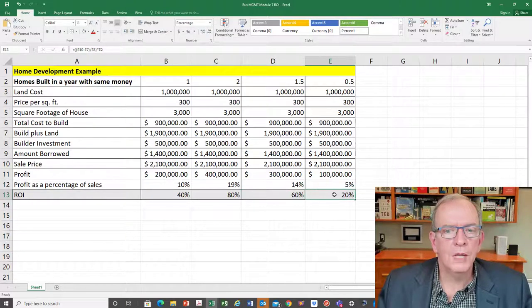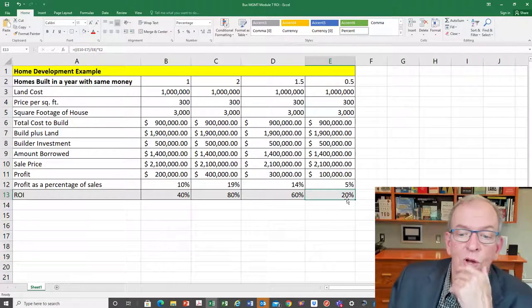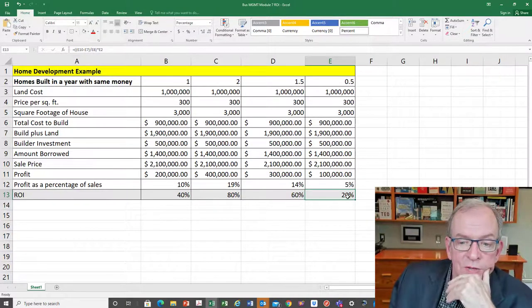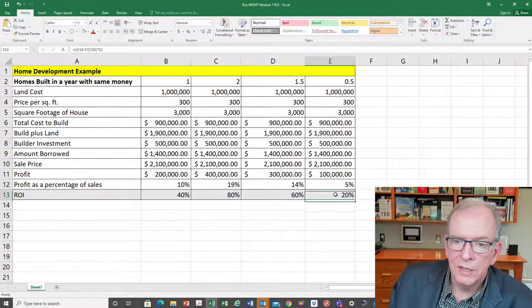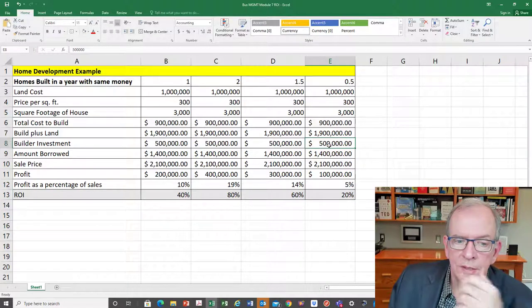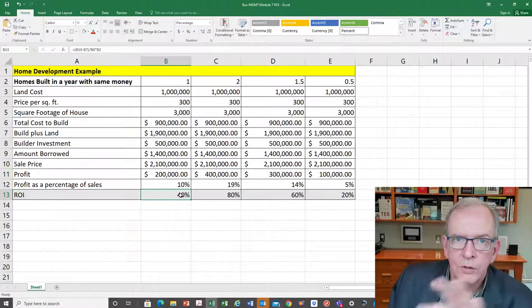What happens if it took me a lot longer and I only get half a house built in a year? Then that would be 20% return on investment. So I've got to decide, well, is a 20% return on my investment worth risking $500,000 for? Maybe not. That's not a lot when you're risking $500,000. Maybe this makes better sense. You have to look and weigh those aspects.